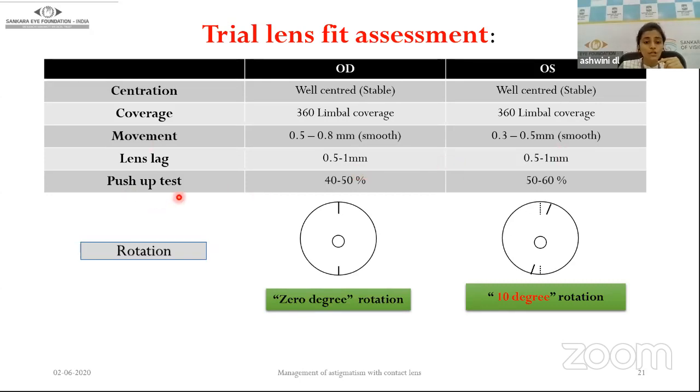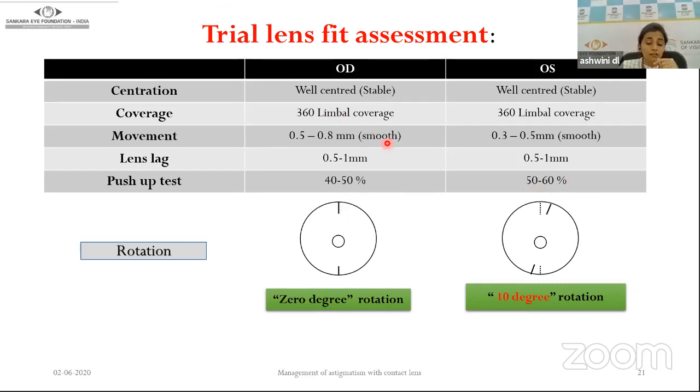Also, we looked at the push-up test. This push-up test helps us identify the tightness of the contact lens. When we do the push-up test, with either the forefinger or the thumb, you put a little pressure on the lower eyelid and observe the tightness of the contact lens over the cornea. In the right eye, around 40 to 50% pressure was required to see the movement of the contact lens. In the left eye, around 50 to 60% was required.